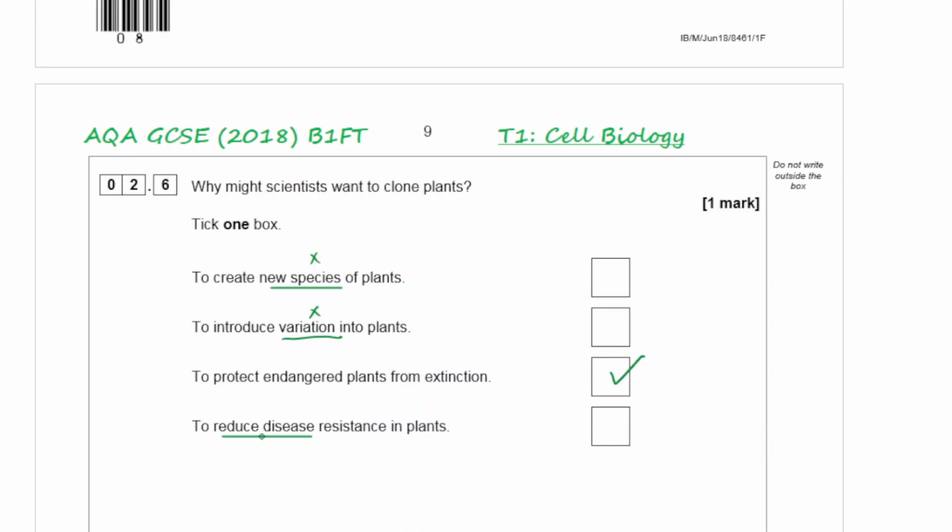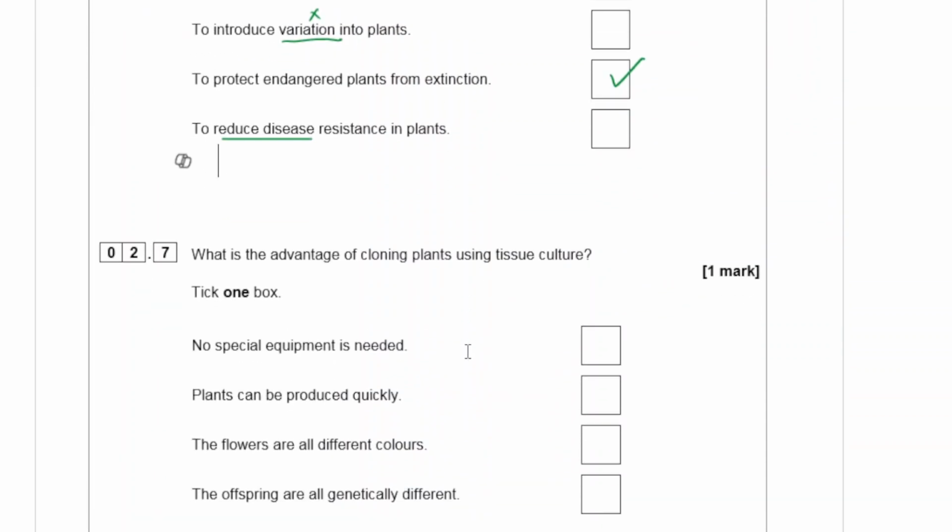If the parent plant gets a disease, all the rest of the plants will actually get the same disease, right? So you're not going to make it resistant to disease.